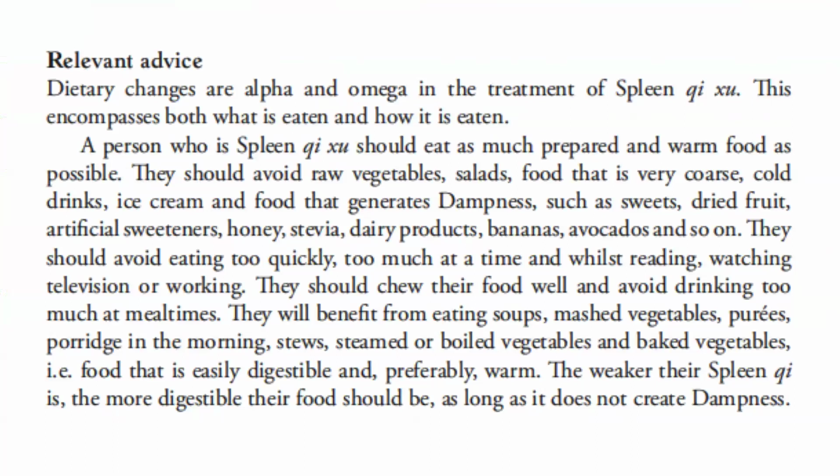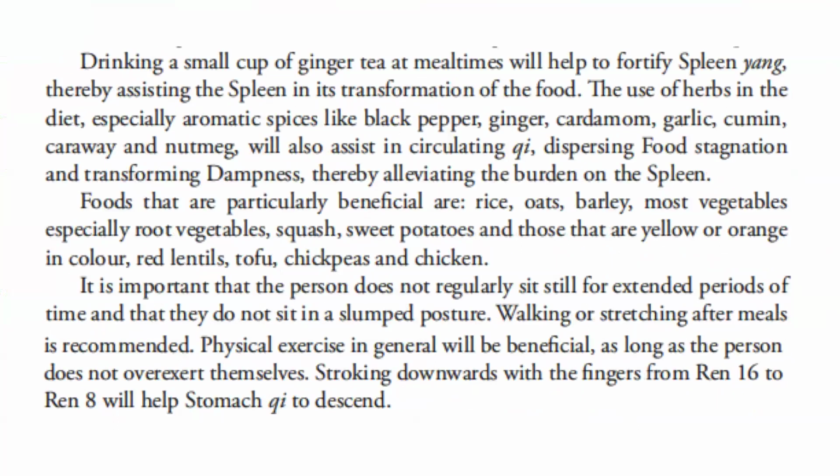They will benefit from eating soups, mashed vegetables, purees, porridge in the morning, stews, steamed or boiled vegetables, and baked vegetables. That is food that is easily digestible and preferably warm. The weaker their spleen qi is, the more digestible their food should be, as long as it does not create dampness. Drinking a small cup of ginger tea at meal times will help to fortify spleen yang, thereby assisting the spleen in its transformation of the food.